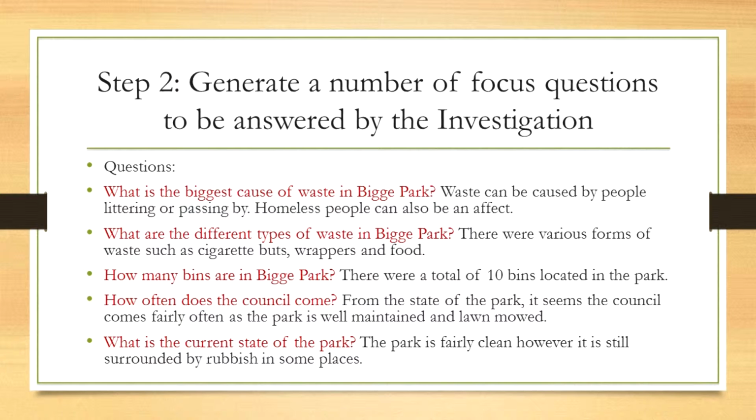What are the different types of waste in Biggie Park? As I went there, there were various forms of waste such as cigarette butts, wrappers and food, all scattered around the park. How many bins are there in Biggie Park? We calculated there was a total of 10 bins located all around the park for people.